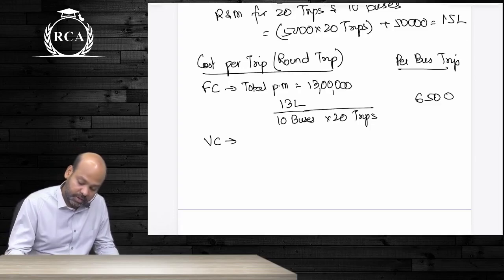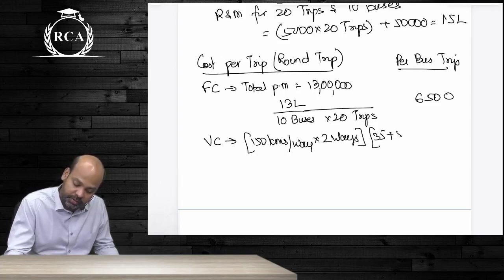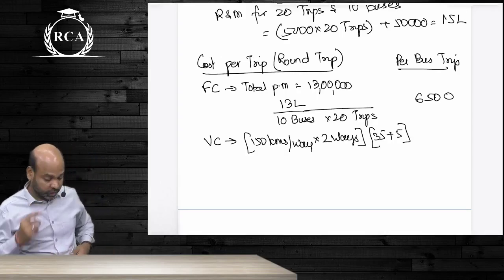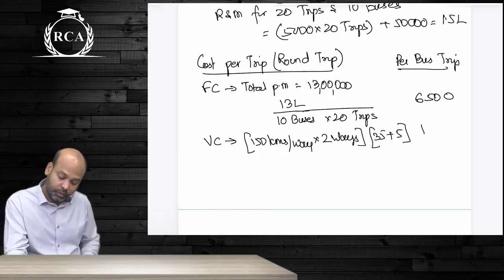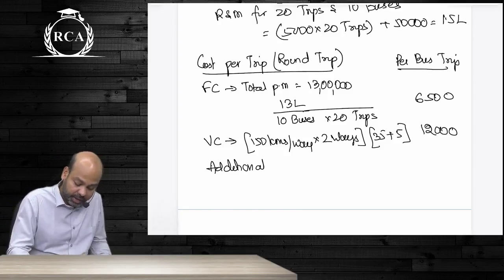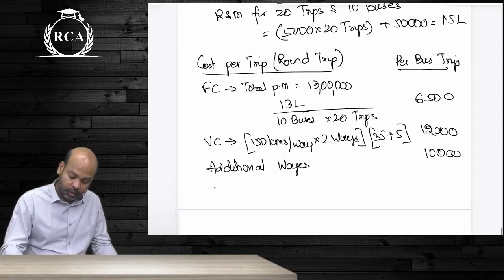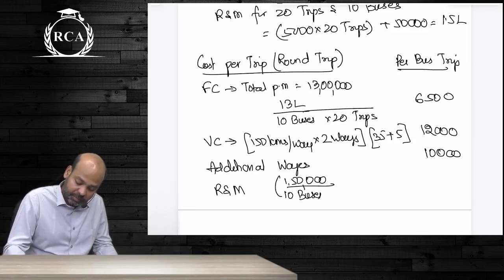Variable cost beta: 150 kilometers per way into how many ways? 2 ways into 35 rupees plus 5 rupees. This is fuel cost and lubricants and oils. 12,000 beta. Additional wages guys per trip है वो directly कितना हो जाएगा? 10,000. Or repairs and maintenance guys is 1,50,000 for how many buses? 10 buses. How many trips per bus?